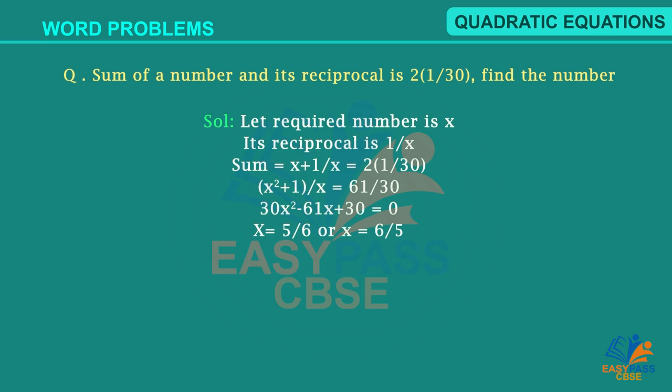Now, you have to find factors for this 30 into 30, that is 900. The best option is minus 36 and minus 25. So, you get x is equal to 5 by 6 or x is equal to 6 by 5.